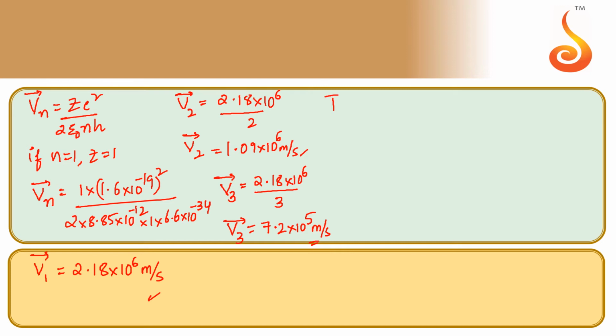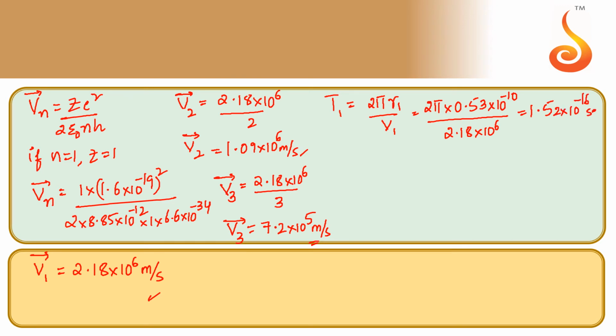So the time period can be written as 2 pi r1 by v1. We know r1 of the electron in the first orbit is 0.53 angstroms. So T1 can be written as 2 pi into r1, which is 0.53 into 10 power minus 10, by v1, which is 2.18 into 10 power 6. By simplifying it, we get 1.52 into 10 power minus 16 seconds.